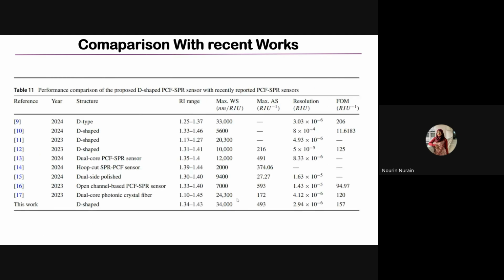Here is a comparison with recent works. So this is our work, and these are all the recent studies that we reviewed.